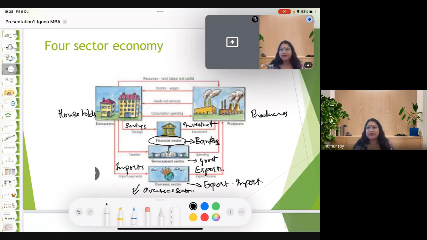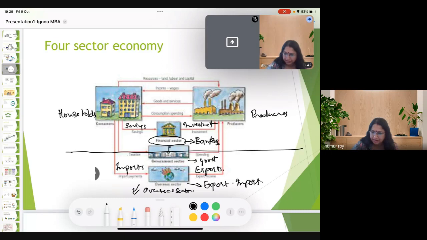Okay. So what do you find over here? You find that this is the four sector economy. So hopefully this is clear. See, this is a very important question. So you must understand how your economy works. Jafar, you have written financial system, but till this point, this is generally taken as two sector. Okay, so many times the banking system is also included in two sector.